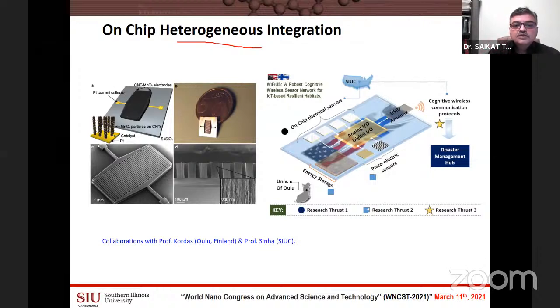Now, to do that, if you want to power the chip, so basically this is a model, you can think of a thought experiment that, okay, you have a chip on which you have energy storage, you have piezoelectric sensors, so on and so forth, you have chemical sensors, and then it's wirelessly connected for data transmission and things like that. So these are maybe the future perspective that we can look at, right?